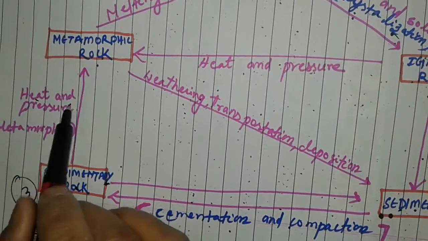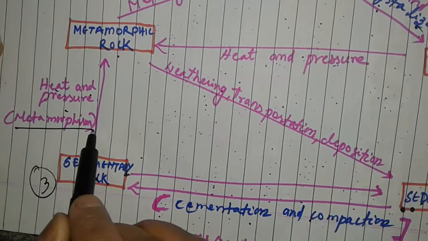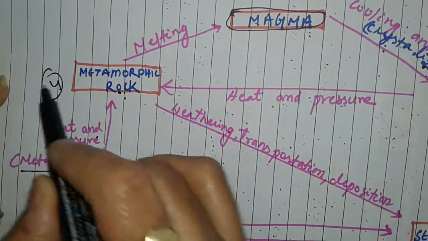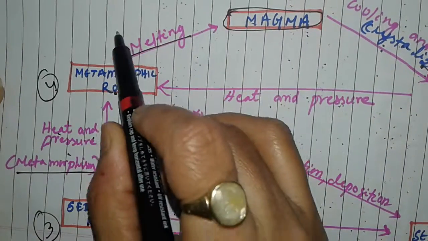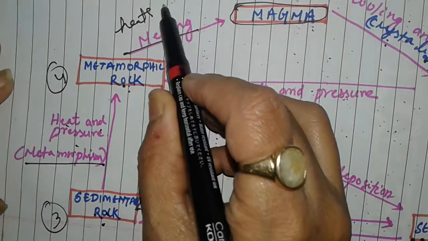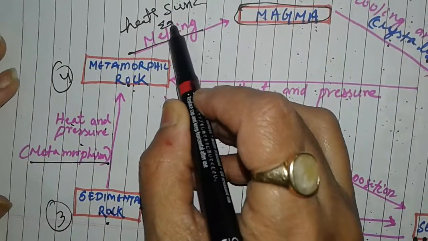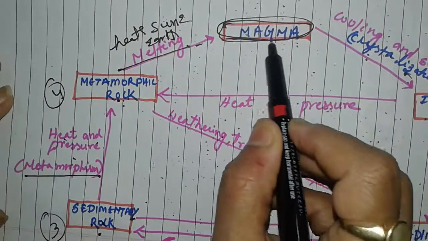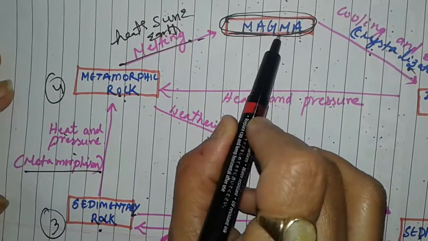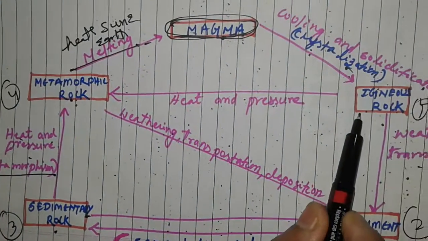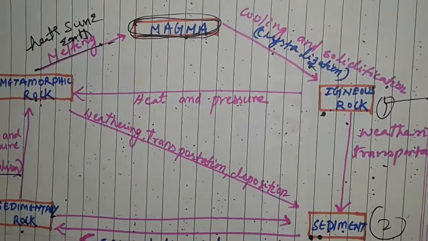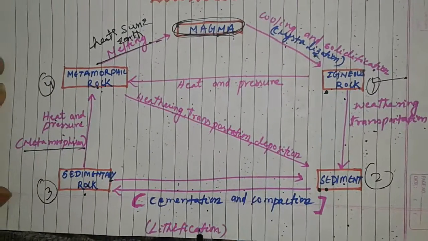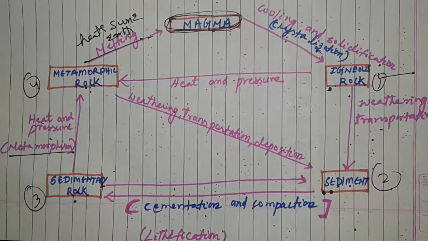Then the sedimentary rocks under heat and pressure, after metamorphosis, form the metamorphic rocks. The metamorphic rocks melt due to the heat of the sun as well as the earth, and again turn into the fluid-like substance called magma, and it solidifies and turns into the parental rock. Okay children, all of you see this flowchart diagram of the rock cycle. Okay, thank you children.